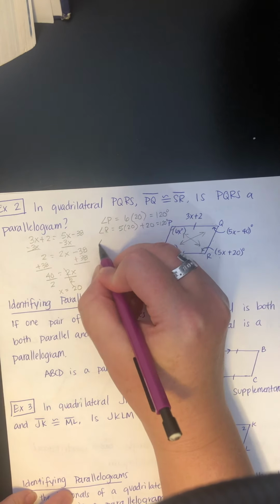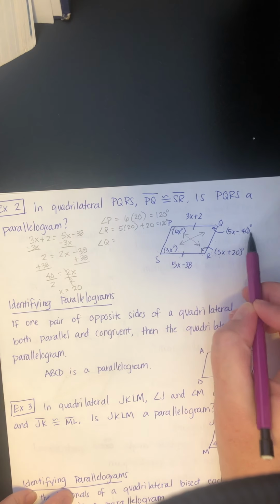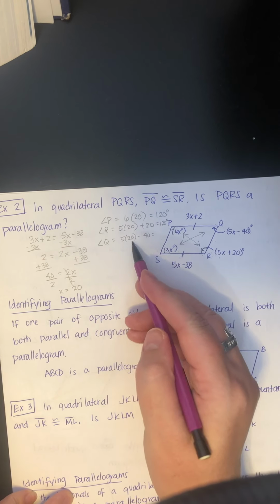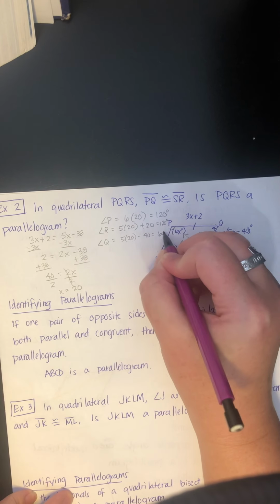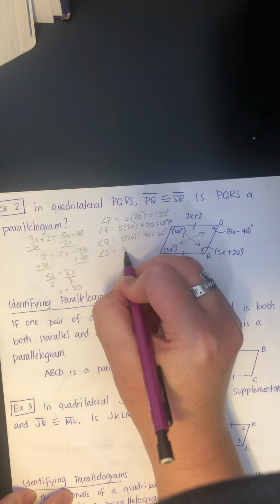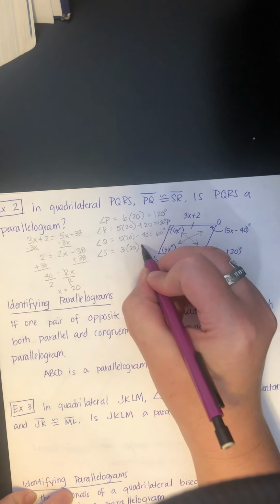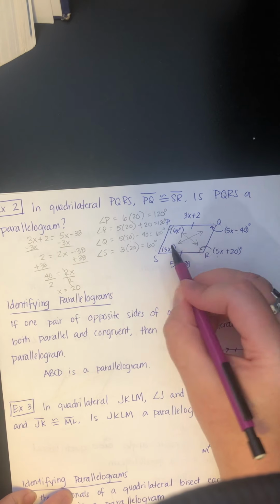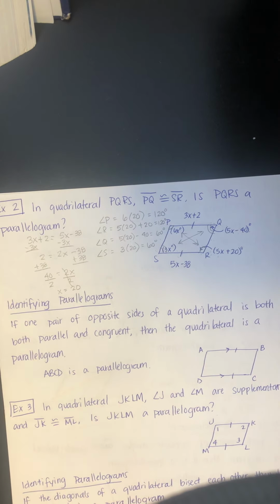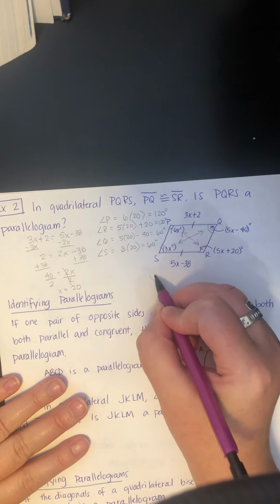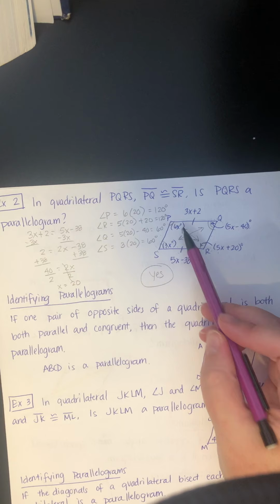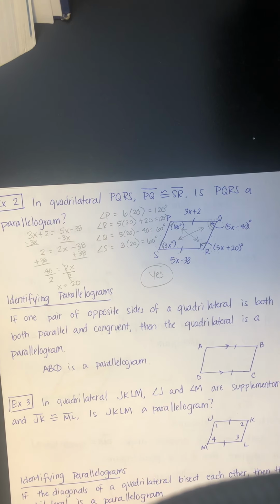Now let's find angle Q. 5x minus 40. So 5 times 20 minus 40. 5 times 20 is 100. 100 minus 40 is 60. Okay, and then angle S, its opposite angle Q, is 3 times x, so 3 times 20, which is 60. These two angles are congruent. They both equal 60 degrees. You can draw your little symbol that says they're congruent. So yes, you can just write yes. PQRS is a parallelogram because the opposite angles are congruent to each other.